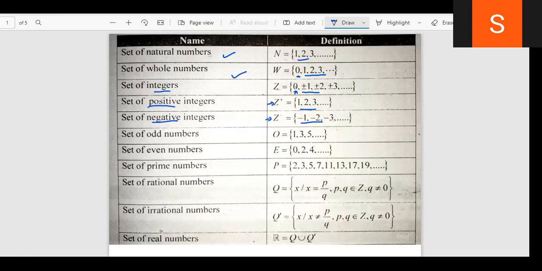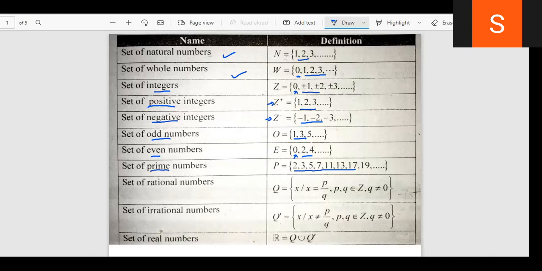If I talk about odd numbers, we have odd numbers only, and in even numbers, we have even numbers only, and zero is an even number. So just know that. Then, if we talk about prime numbers, we have all the prime numbers in this set.